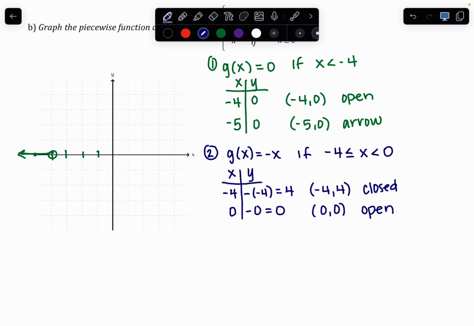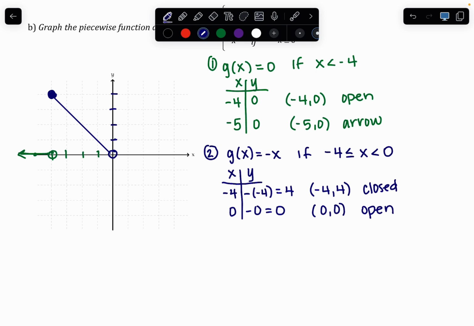Okay, so if we plot those 2 points, we have negative 4, 4, which is closed, and at 0, 0, it's open. What's the shape of this graph if it's just negative x? It's just a line. Good. So we're just going to connect it with a straight line. You always want to check that in case it's a parabola or a V, just in case there's something else happening in between those two x values.